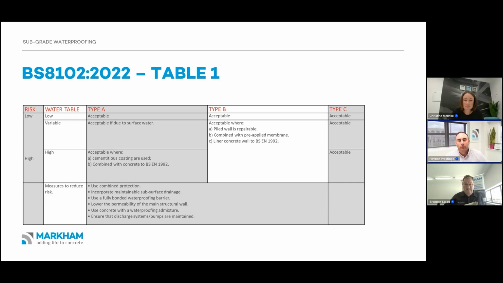But then a really good measure to reduce your risk further, and we'll get to this in a minute, is combined protection. And this is really brought out in BS 8102: use of a membrane, a physical barrier, and reducing permeability of your actual structural concrete is important. And then also methods in place to discharge or move water internally. So hopefully that makes sense as a bit of a table.